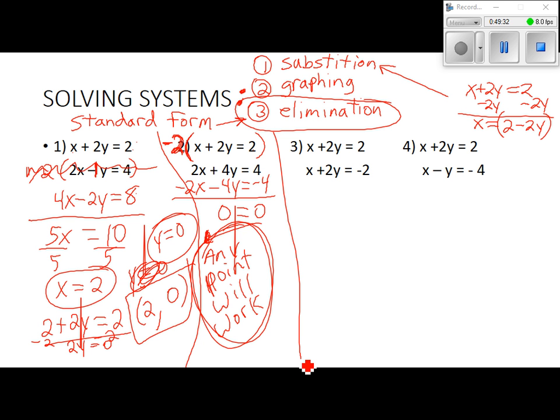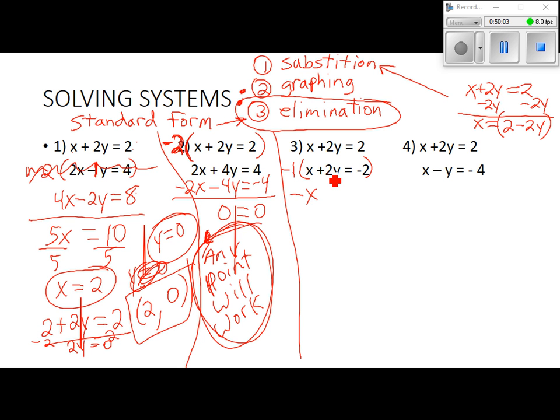Next one. What happens on this one? Pick a variable, x or y. X. What do you gotta do to the x's to get them to be opposites? Multiply top or bottom by negative 1? Bottom. If I multiply it by negative 1, what's negative 1 times x?